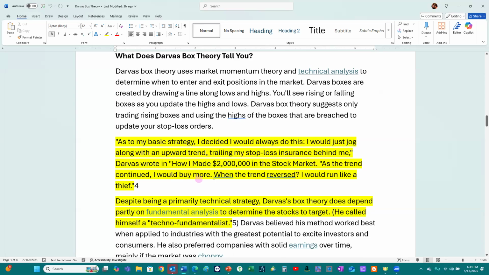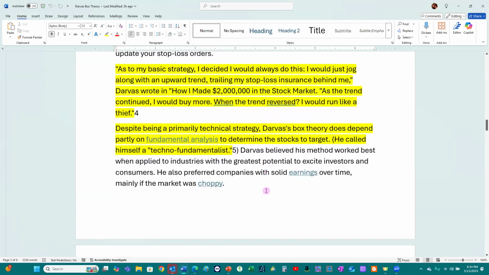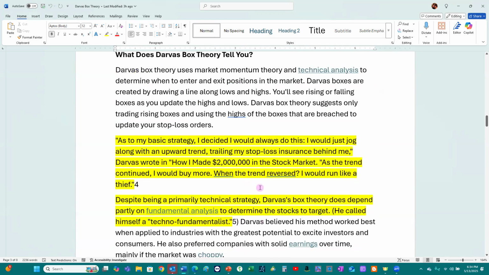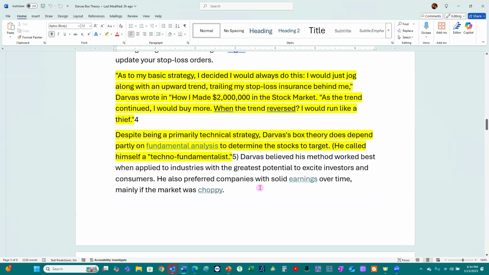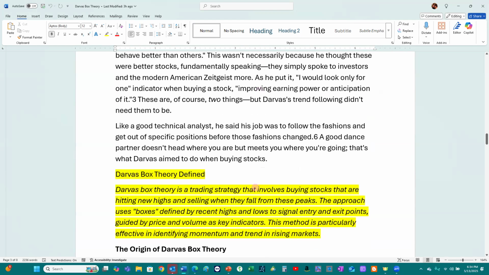"As the trend continued, I would buy more. When the trend reversed, I would run like a thief." So despite being primarily a technical strategy, it does depend on fundamental analysis. He called himself a techno fundamentalist. So he finds growth stocks. He finds ones that are trending higher.